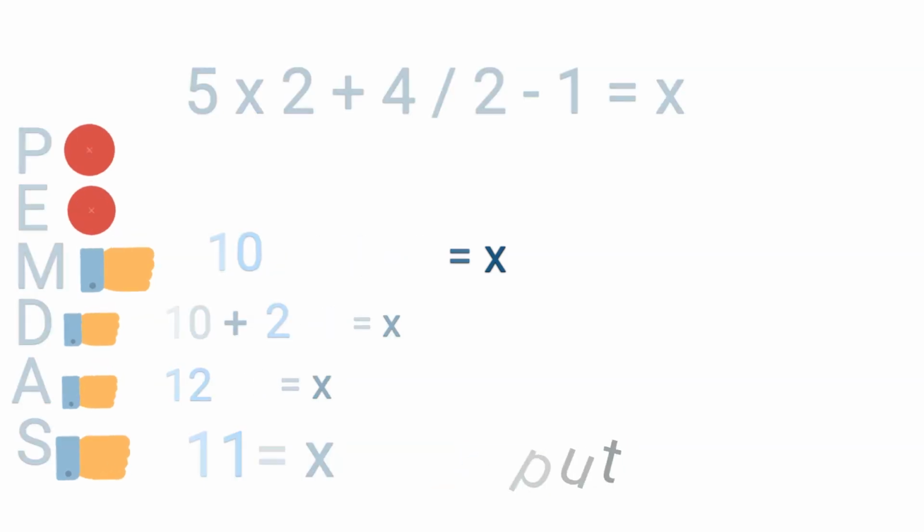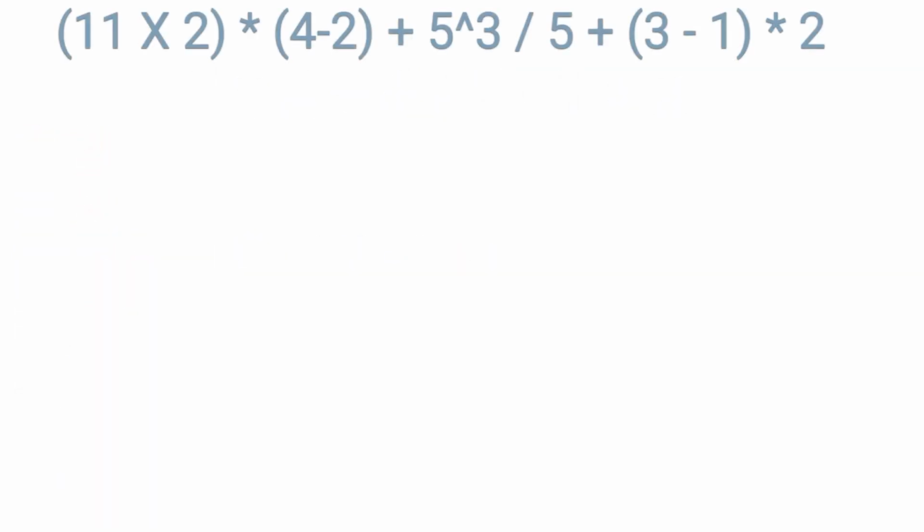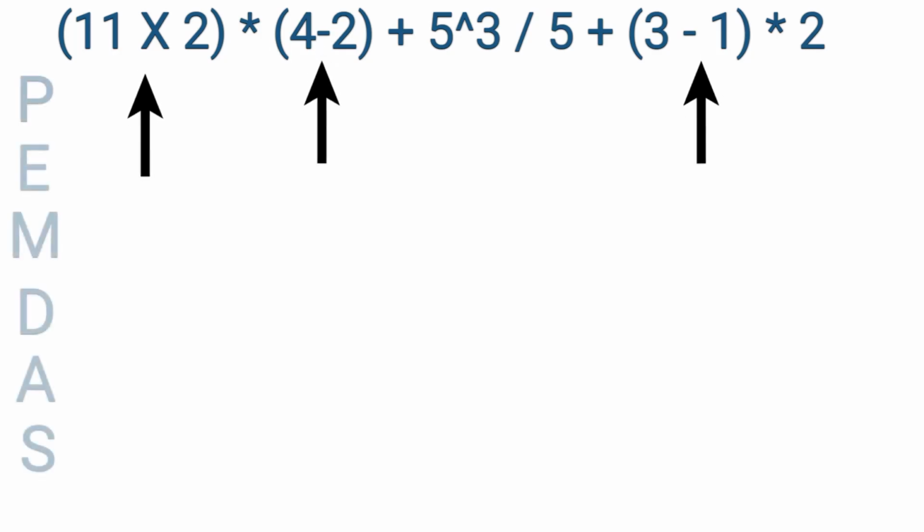Let's try one more. We'll make this one a little more complicated. (11 times 2) times (4 minus 2) plus 5 to the power 3 divided by 5 plus (3 minus 1) times 2. Looks crazy, right? Don't get overwhelmed. We can break it down. Let's first go through our parentheses.